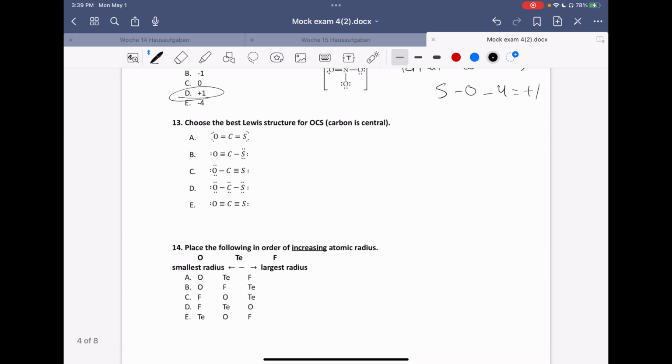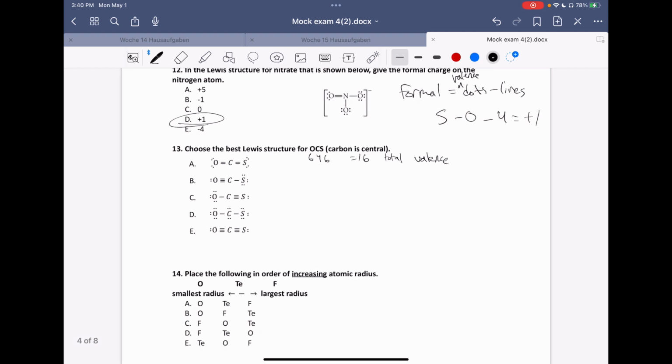Choose the best Lewis structure for OCS. Okay. So oxygen has 6 valence, carbon has 4, sulfur also has 6, so that's equal to 16 total valence. 1, 2, 3, 4, 5, 6, 8. Okay, so I think all of these actually have proper amounts of valence electrons.